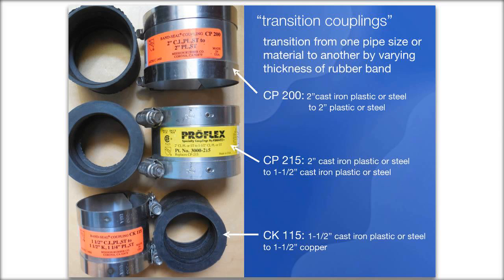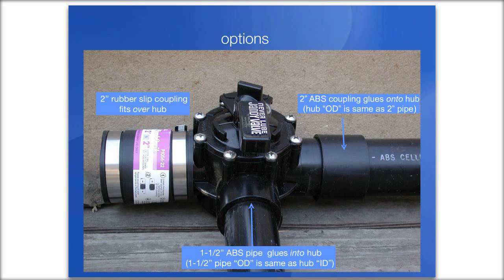You can see that the next one below it, the rubber in the band is much thicker. That's because it's transitioning from 2-inch to 1.5 inches. So it's letting you go from 2-inch cast iron, plastic or steel to 1.5 inch cast iron, plastic or steel. And that's why the band is thicker on the side that goes to 1.5 inches. That's called a CP215. The bottom one, CK, always indicates that it's going to copper. So it's a CK115. It's going from 1.5 inch cast iron, plastic or steel to 1.5 inch copper. So that's just to orient you to the types of transition couplings there are.